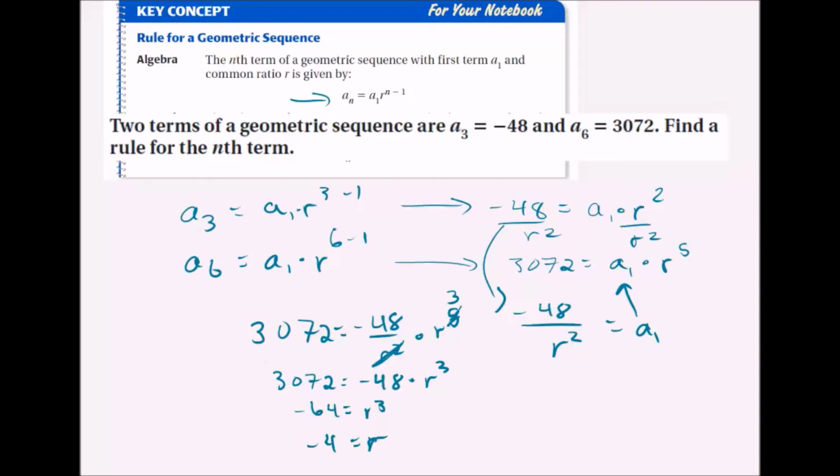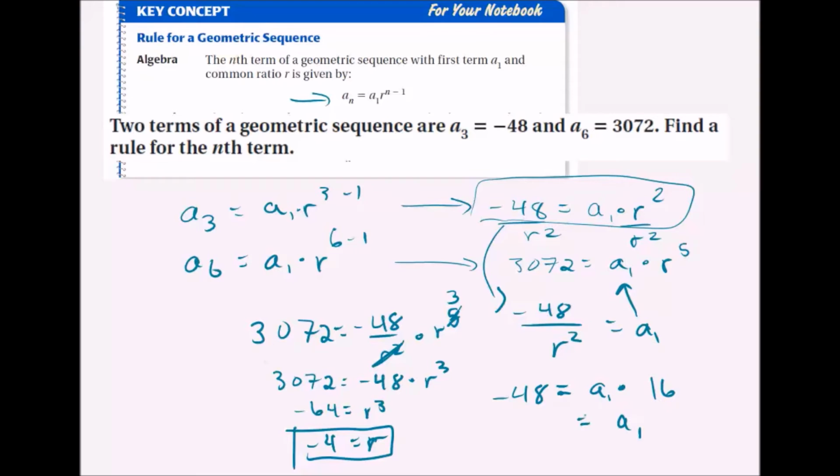Now that we know that the ratio is negative 4, we can plug that in to one of those two equations and solve for a sub 1, the first term, because we still need that. Let's just choose the first equation. So negative 48 equals a sub 1 times negative 4 squared, which is 16. A sub 1 is equal to negative 3.